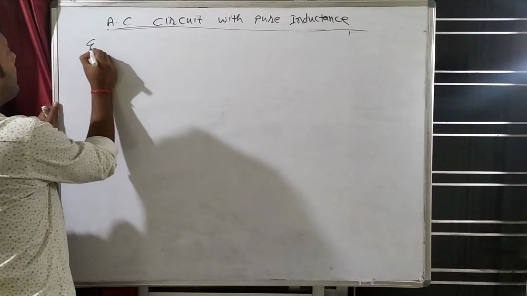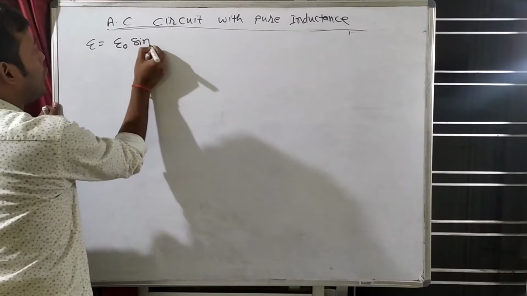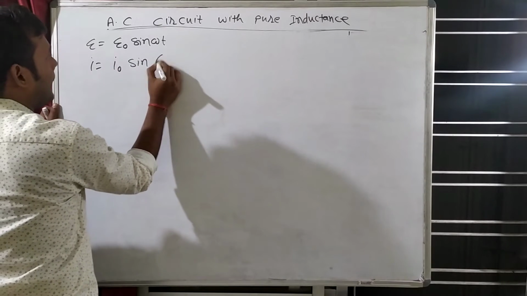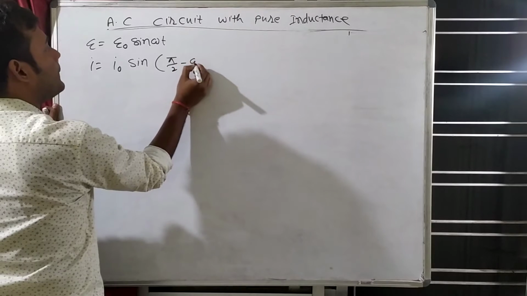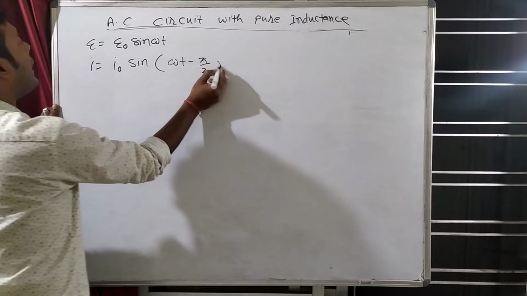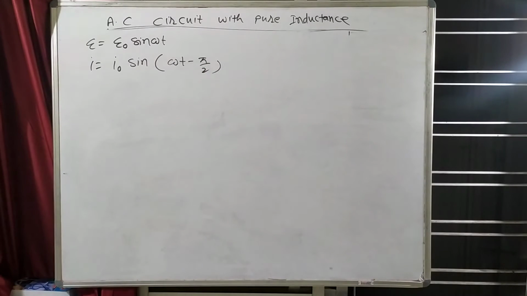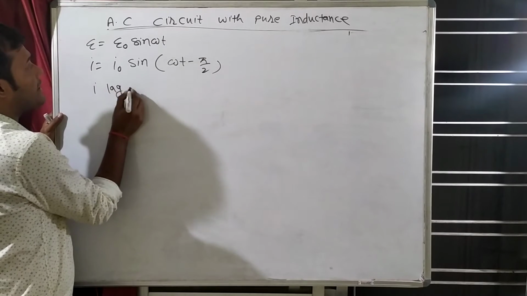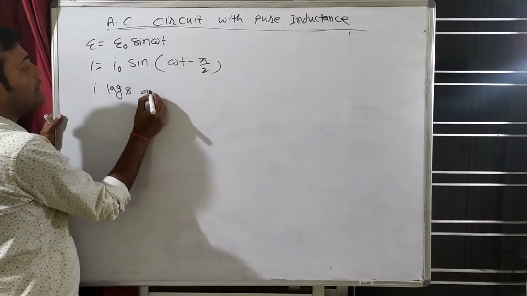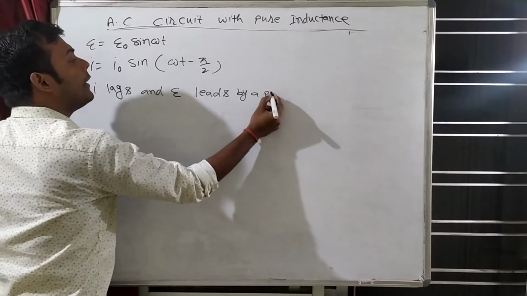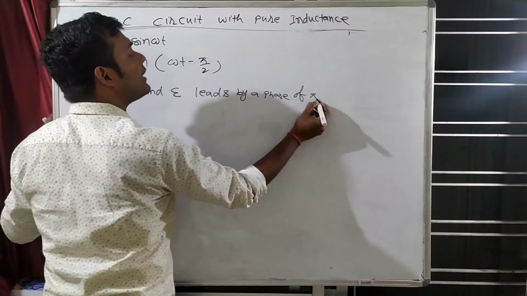What is the equation of EMF here? The EMF equation is E equals E naught sin omega t. And what is the equation of current? I equals I naught sin omega t minus pi by 2. Check it. So I lags by pi by 2, and E leads by a phase of pi by 2. We have understood this.